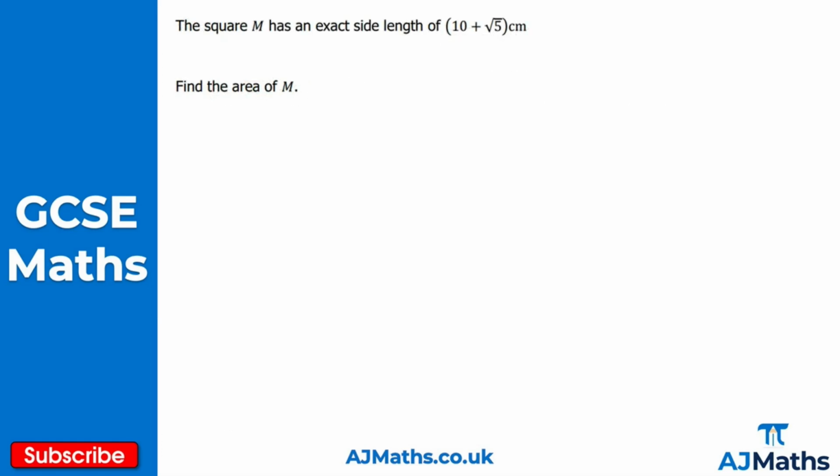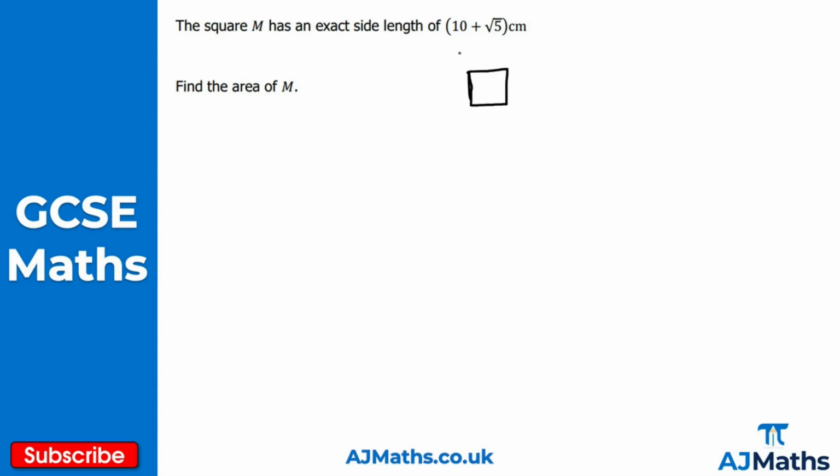Moving on to this question here now, we're being given the square M, which has an exact side length of 10 plus root 5 centimeters. We just want to find the area of M. So what I do here is I just do a little diagram. It doesn't have to be perfect, but just so we can see what we're looking at. So that's my version of the square. Now we're told an exact side length is 10 plus root 5 centimeters.